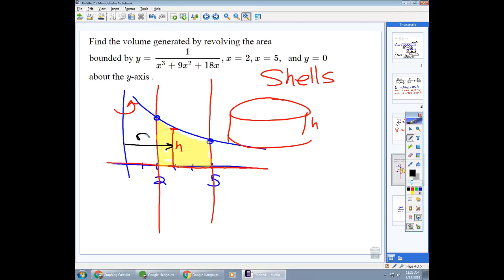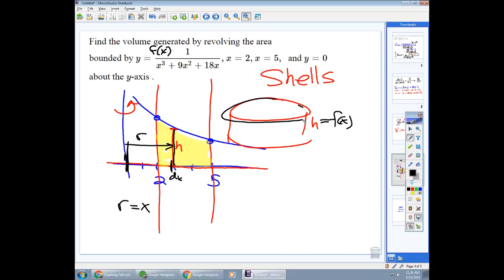If I'm doing a shell, then I have a dx, true? So that means my radius seems to be just x in this case. Right? x is the distance from the y-axis to whatever that vertical bar x value is. And the height seems to be just my function, what I was calling f of x.